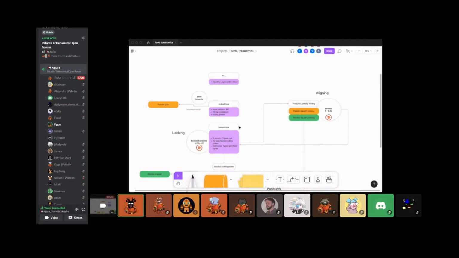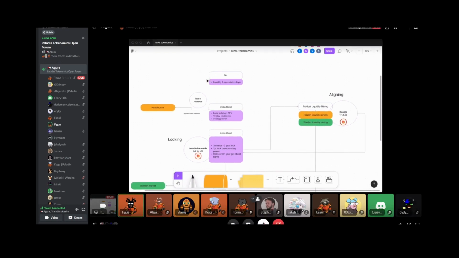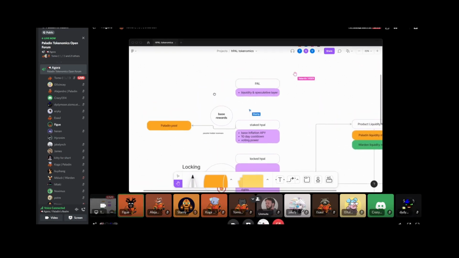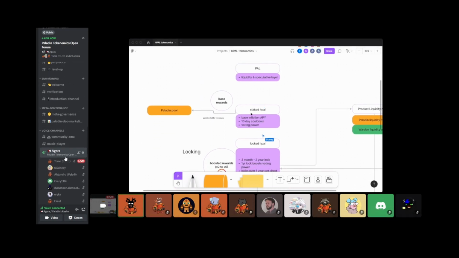So we have the three layers. The first one is the speculative one, which is the PAL. Then we have the HPAL, the holy PAL, which is staking. And then we have the locked version.